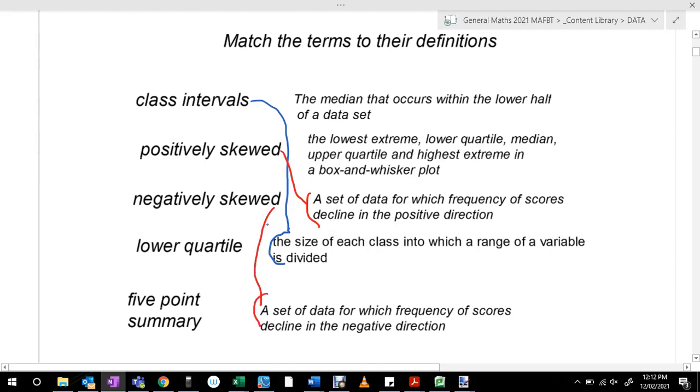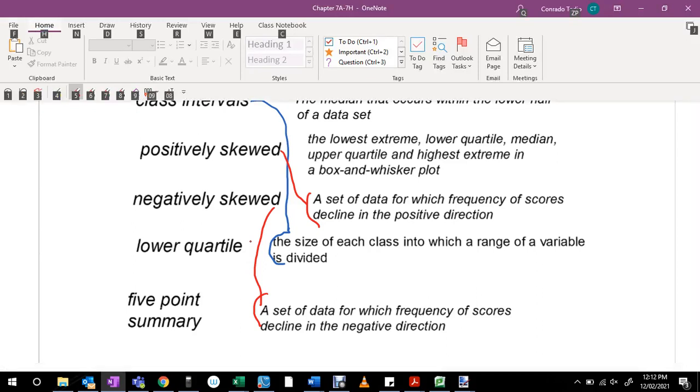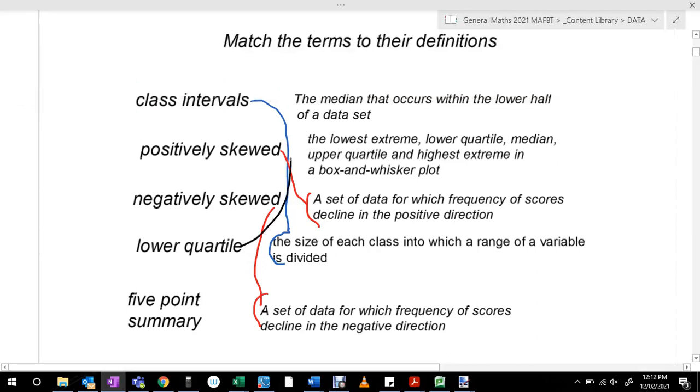Lower quartile, second one. Actually, have a think. No, it's not. It's the first one. Yep, so it occurs in the lowest half. So this one up here. I didn't read it. So you've got to make sure you read it. And then the five-point summary is that second one here. Oh, that's messy, but it's okay. Just understand that that's what we looked at last time.